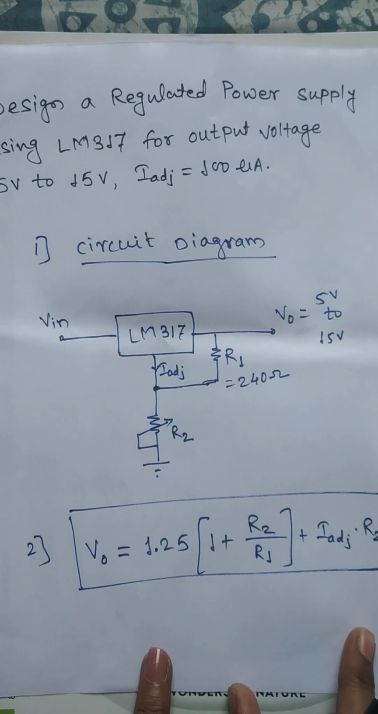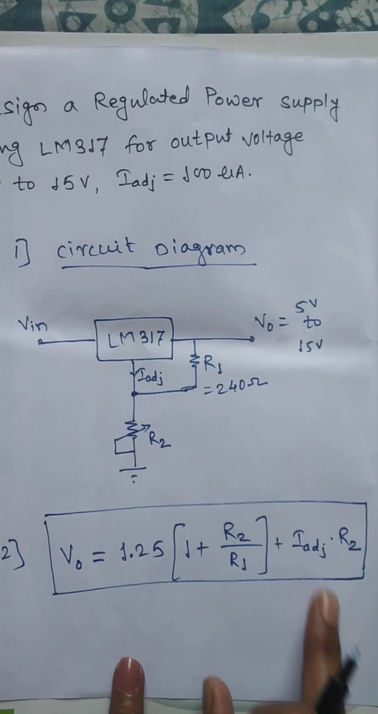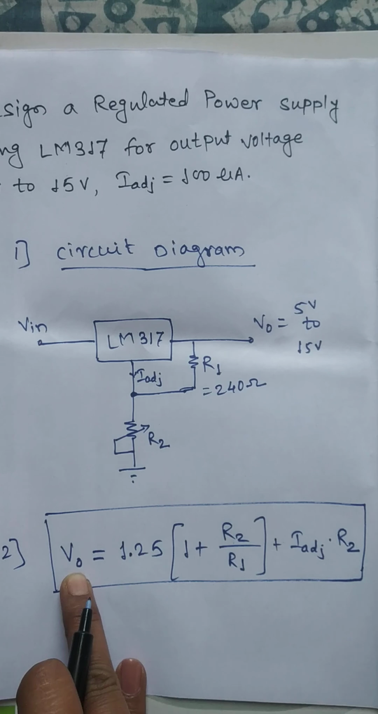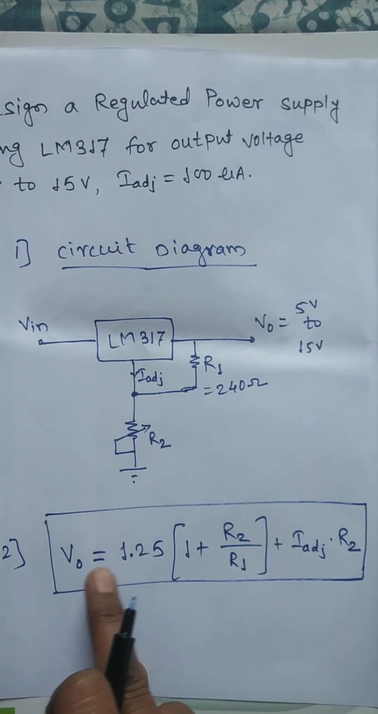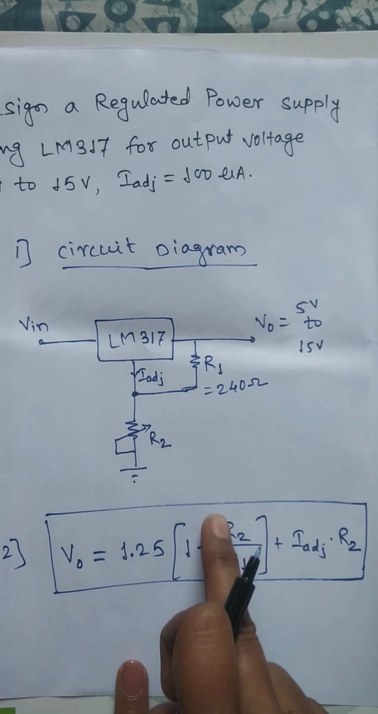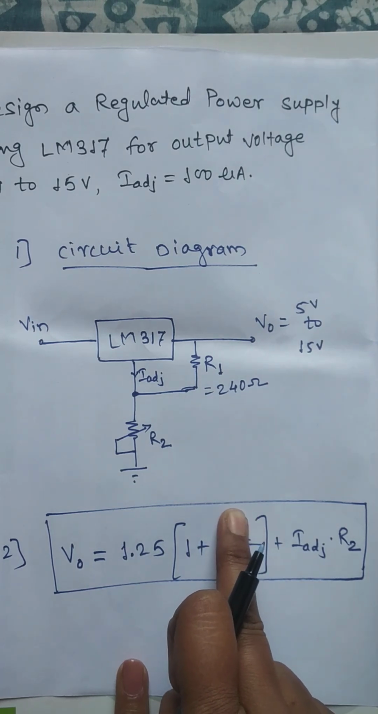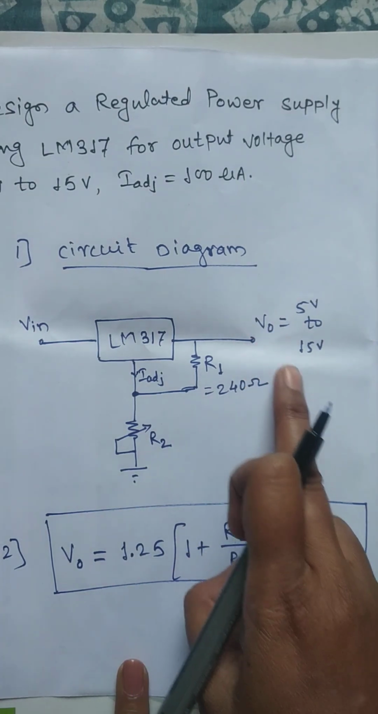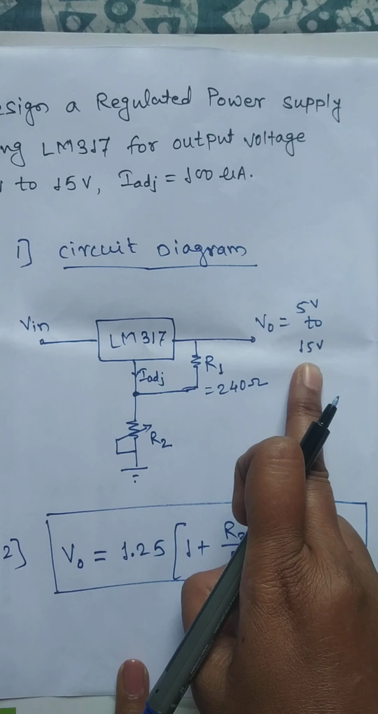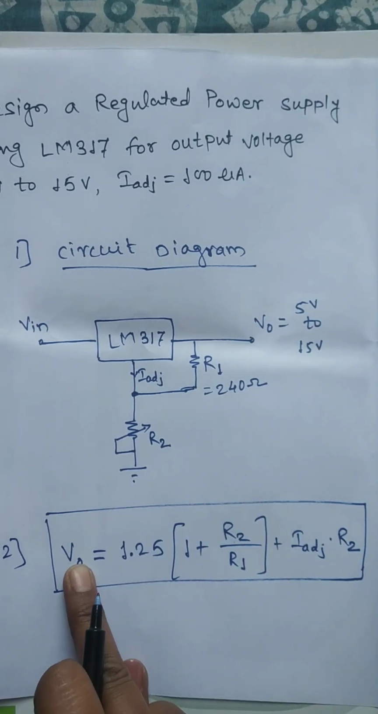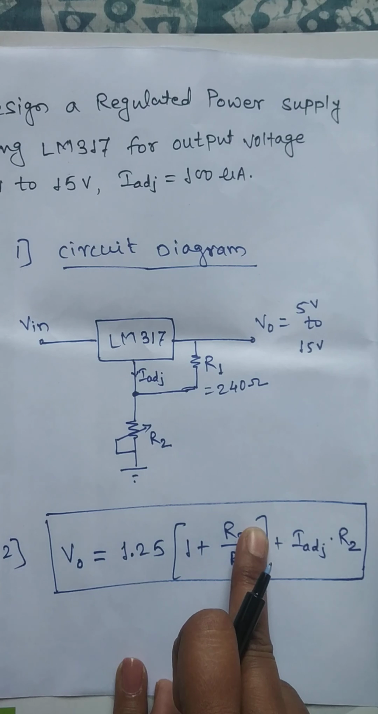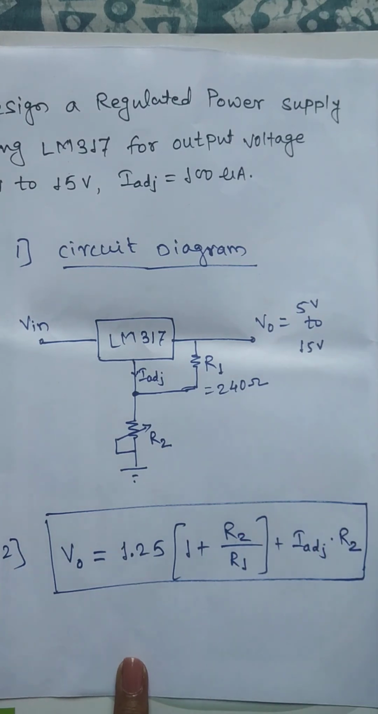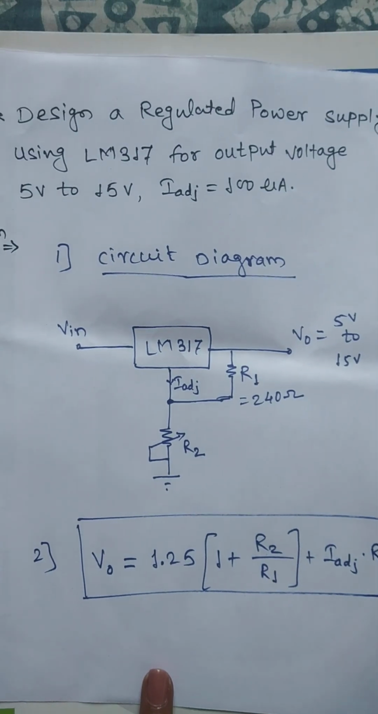So what we have to do here: first we will put V output equal to 5 volt, the minimum value of output voltage, and for 5 volt we will find the value of R2. Then next, we will put V output equal to 15 volt and find the R2 value. And this is the solution of this example. Let us move forward.